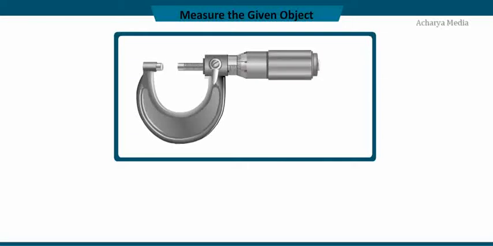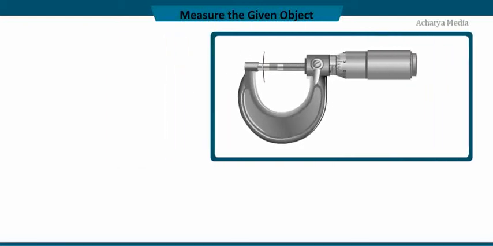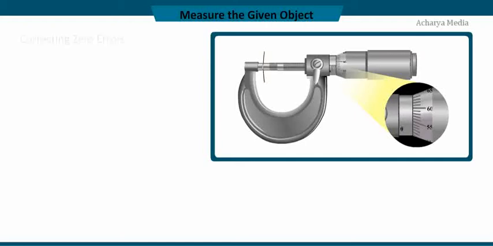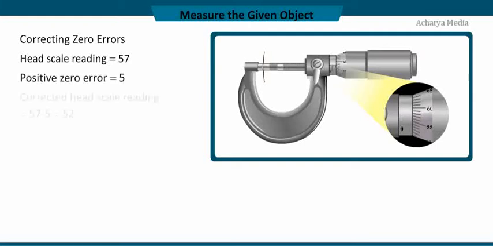First, carefully place the wire between the stud S1 and the end of the screw S2 by rotating the ratchet. Stop when the ratchet slips without moving, holding the object tight. Once you have placed the wire firmly, note the reading in the pitch scale. Call the pitch scale reading PSR. Note the number of divisions on the head scale of the circular scale that coincides with the index line. This reading is the head scale reading HSR.